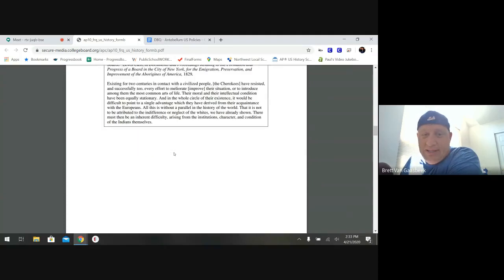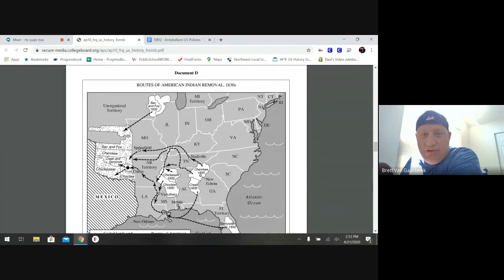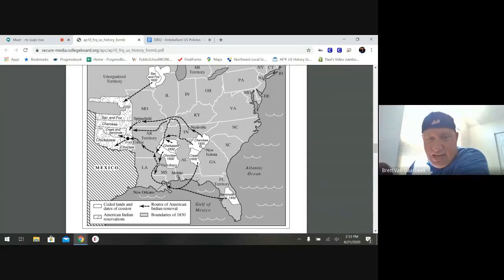Okay. Document D, another map. Routes of the American Indian removal. Well, D goes right along with document C. You can see the five civilized tribes that we talked about in class, the Chickasaw, the Choctaw, the Cherokee, Creek, and then the Seminole down here, are sent out on the Trail of Tears to the unsettled, organized territory, Oklahoma territory, okay?